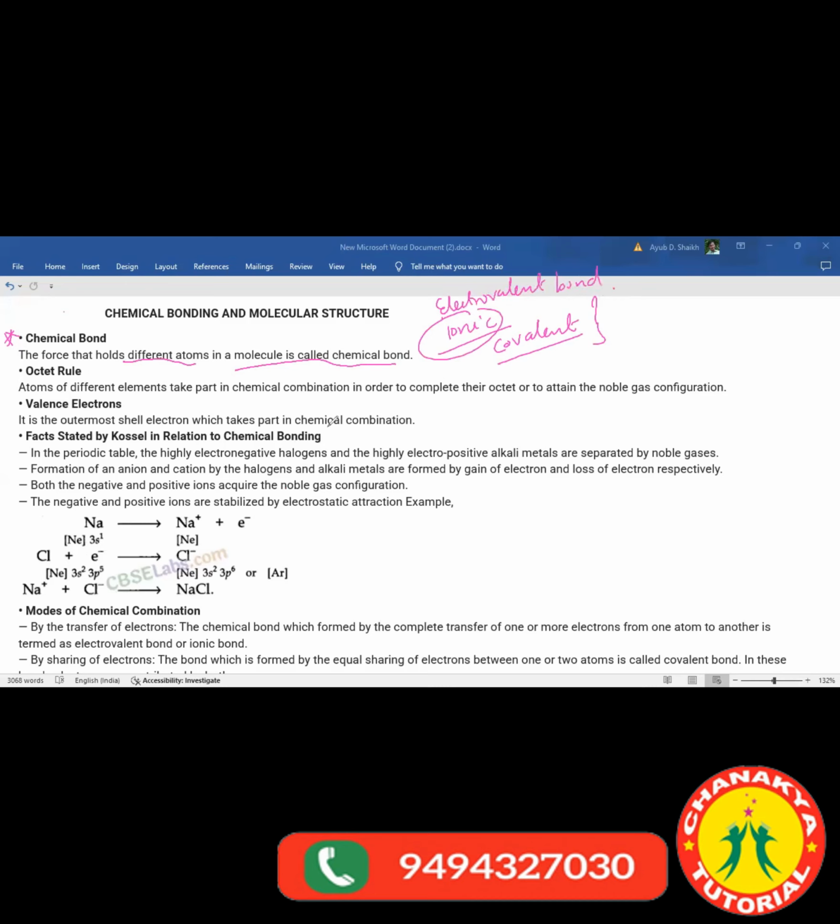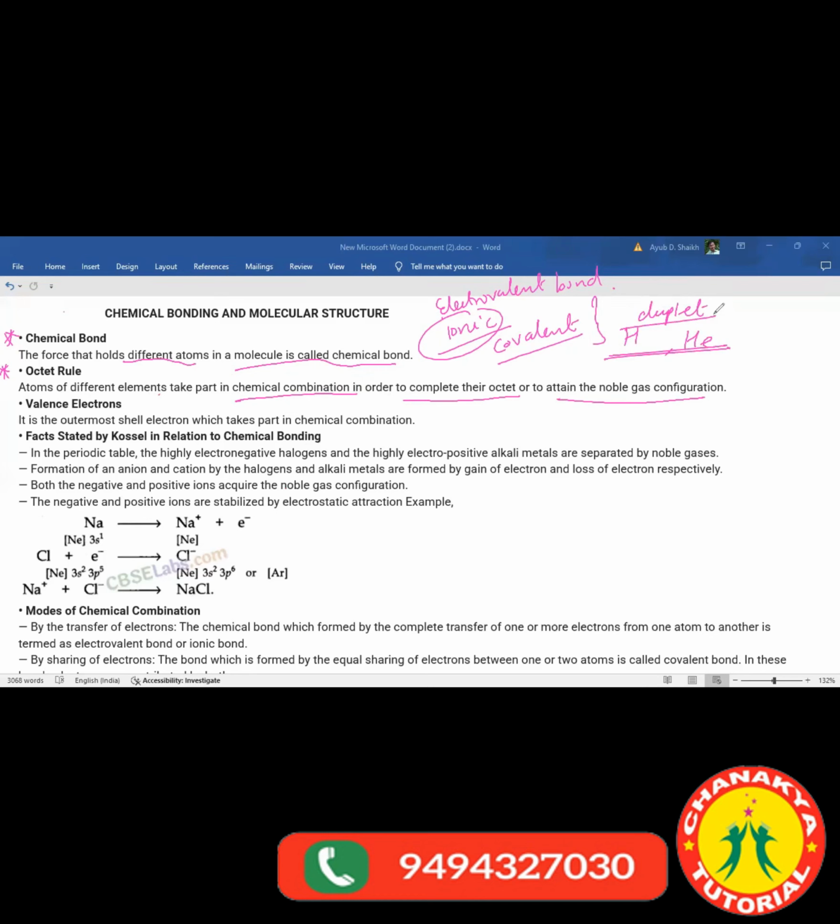So the octet rule you're also aware of, I guess, right? Atoms of different elements take part in chemical combination in order to complete their octet or to attain the noble gas configuration. This is called the octet rule. With respect to hydrogen and helium, it is an exception. These two elements try to complete their duplet.